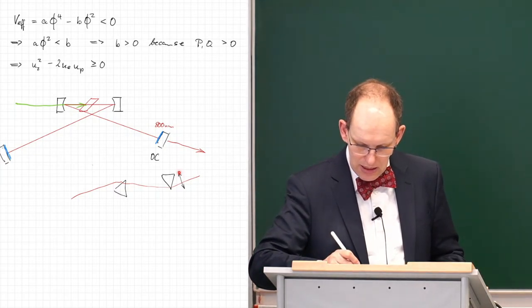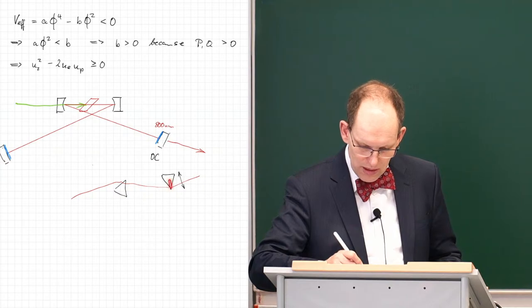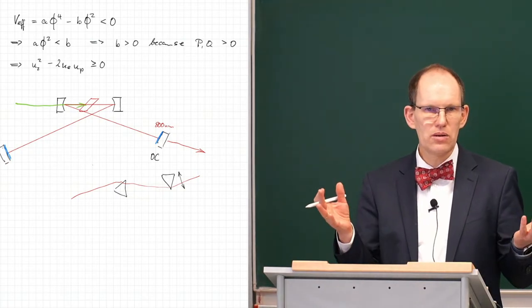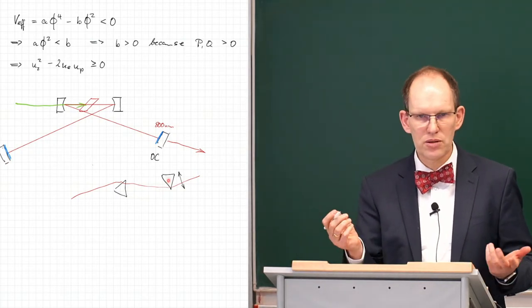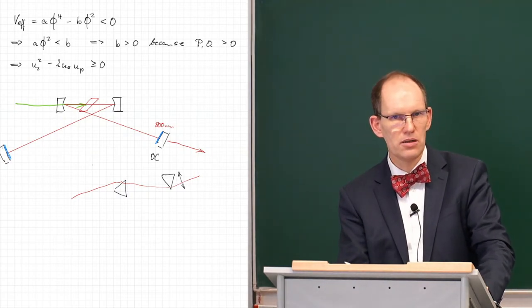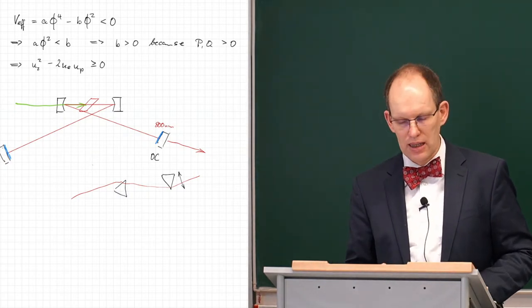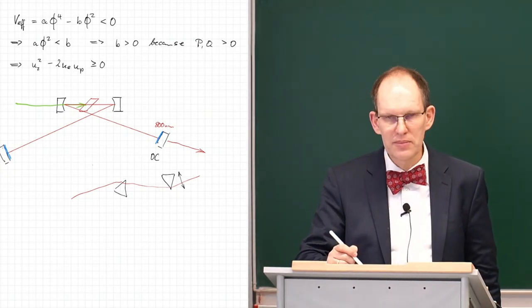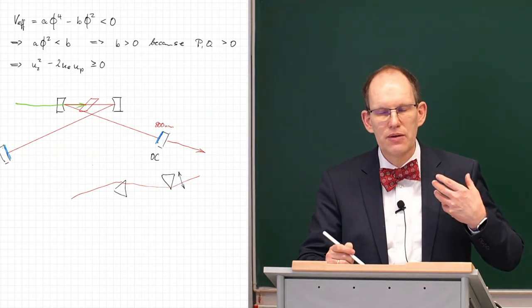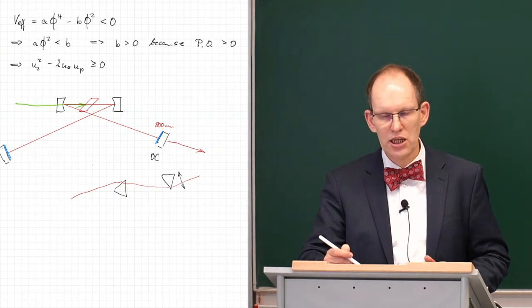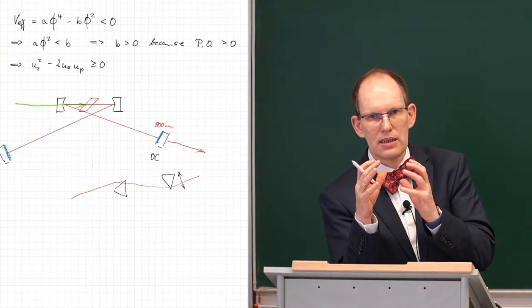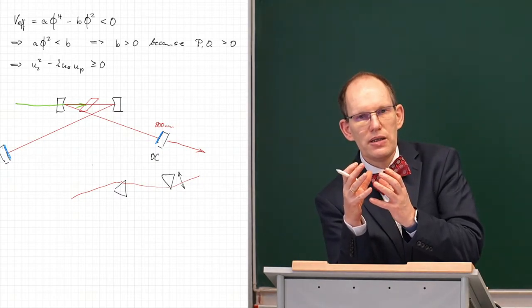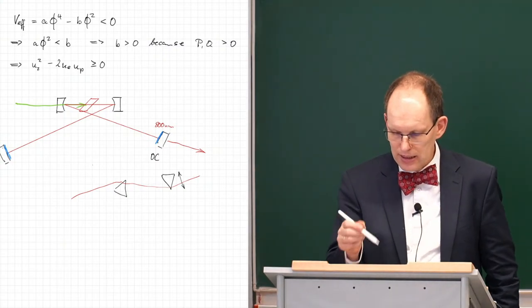But now you can add positive dispersion by moving this prism more into the beam, because then there's more glass. And if the glass has positive dispersion, which at 800 nanometer it usually has, in this way you can adjust the dispersion, right? So now you see that we have fulfilled the conditions of soliton creation. I have to admit, we fulfilled it in a discrete way, right?